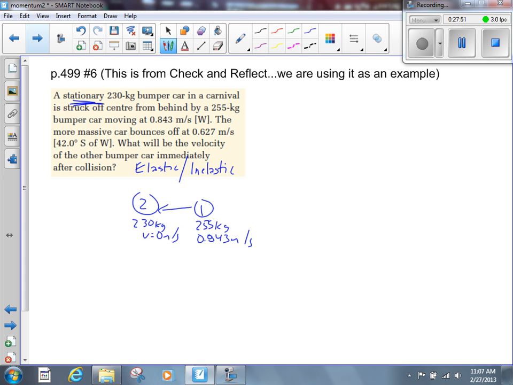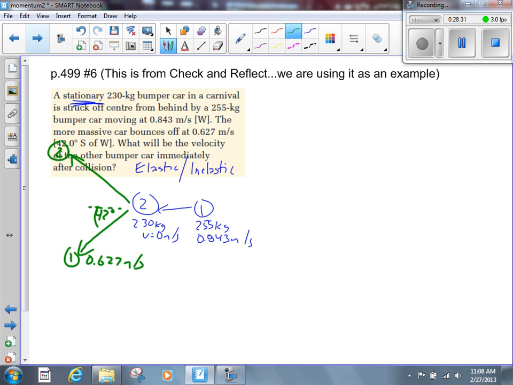Struck off center. So it says the more massive car, that's the 255, car number 1, is going down this way, 42 degrees south of west, and it's going at a velocity of 0.627 meters per second. We can probably make a pretty good guess that car number 2 is going to go up this way somewhere. We want to figure out its velocity. It's the first part of the question, but in the end, if we want to calculate its initial and final kinetic energy, we need its velocity anyways.